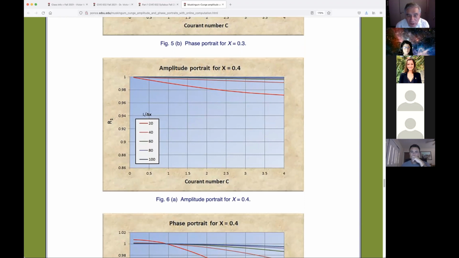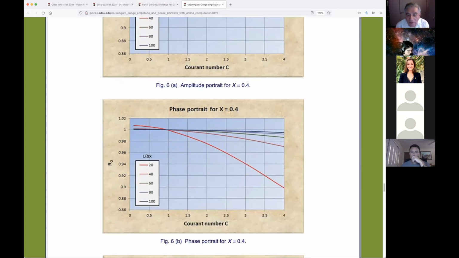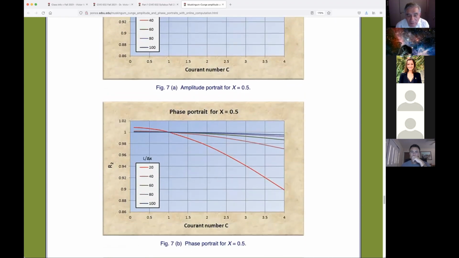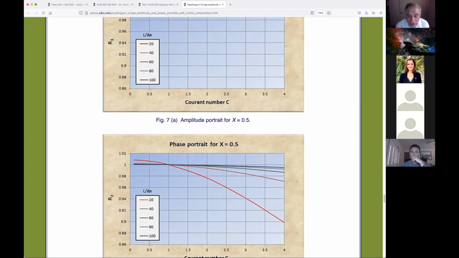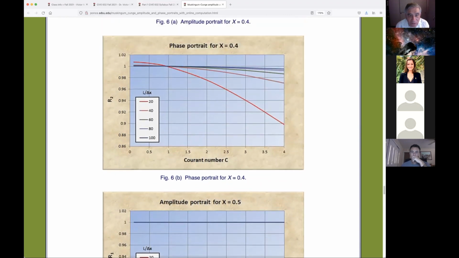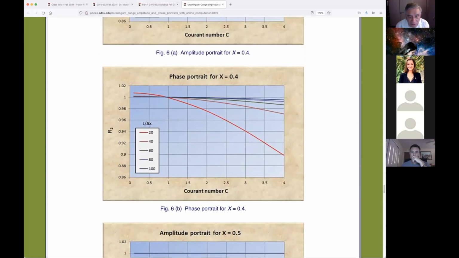Amplitude phase portraits for 0.4, same thing. Now it gets worse, 0.4, right? And then for 0.5, it continues to get worse. But as you can see, for the gray value, it looks better. It looks perfect. For 0.5, 0.4, look at 0.4. 0.4 is almost perfect at 1, not anywhere else. That's why we say that in the vicinity of 1 over here, the method works well.